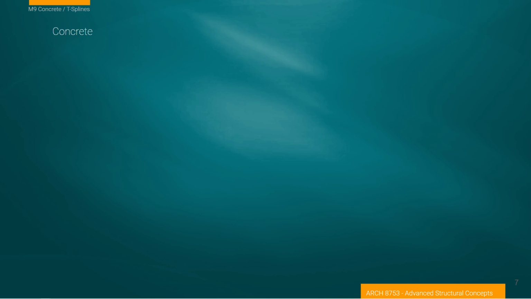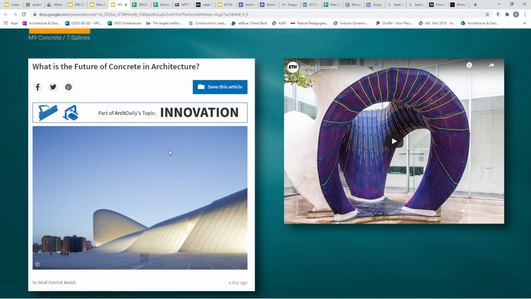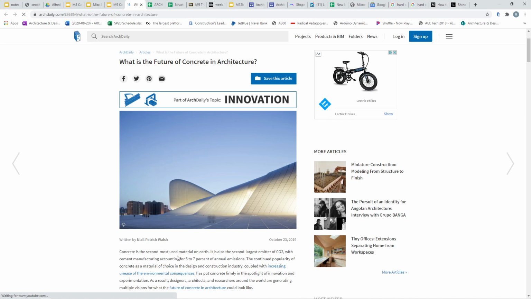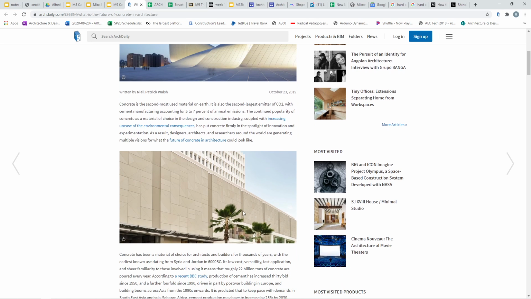So let's take a few minutes really to talk about innovation in concrete, and this is really based much of it on the reduction in the use of concrete. This is a hyperlink to a web page, and they'll talk about it being the second most used material on Earth, and it's the second largest CO2 emitter, accounting for 5 to 7% of annual emissions. So there's a heavy movement on, obviously, in architecture to reduce the carbon footprint of our built forms because we use so much energy.